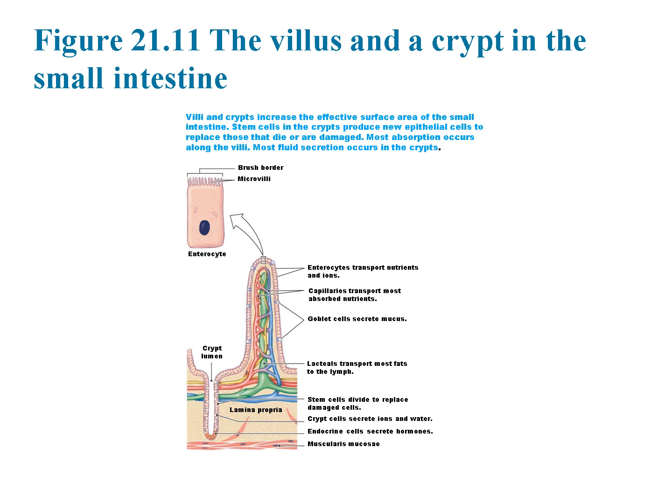The small intestine is the primary site of nutrient absorption, and its efficiency is enhanced by villi and crypts, which significantly increase the surface area for digestion and absorption.